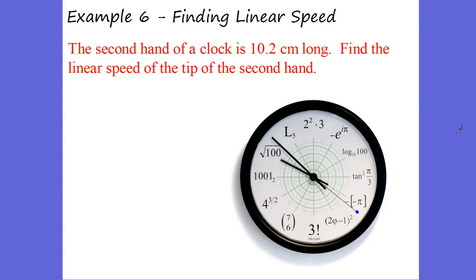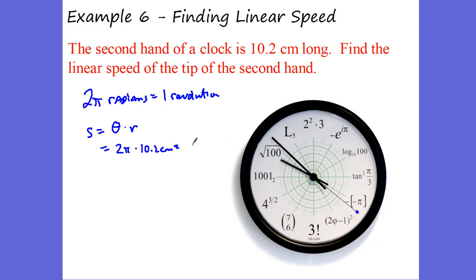So what we have here is we know that in one revolution, this hand travels 2 pi radians. That equals 1 revolution all the way around the clock. Which means, if I want to know the arc length, it equals your radians times your radius. Your radians is 2 pi. Your radius is 10.2 centimeters, which ends up being 20.4 pi centimeters. That is the distance to go all the way around the clock.